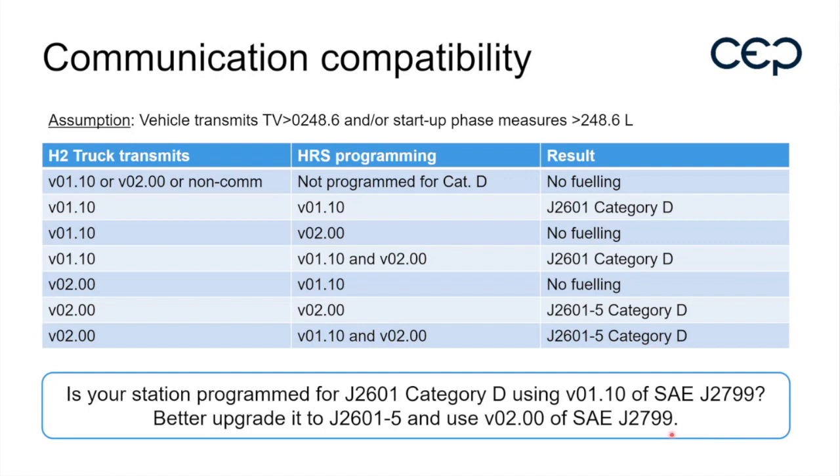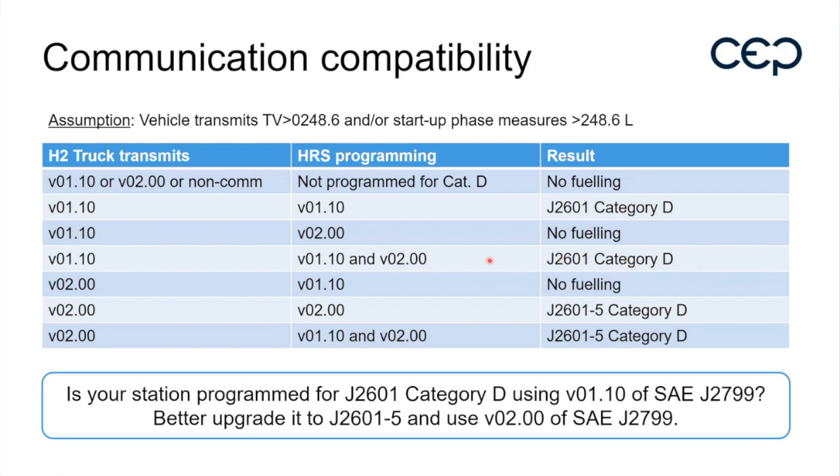So you can. How? So the truck transmits 1.10. Yeah. And you program your station for the 2024 version, which can include both 1.10 and 2.0. Yeah, but then we fuel it with the standard 2601 category D. Yeah. At this moment, today, yes, that's right. Because today this one has not yet been cancelled.